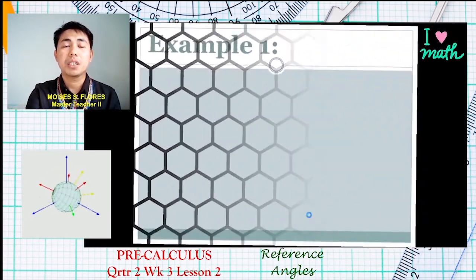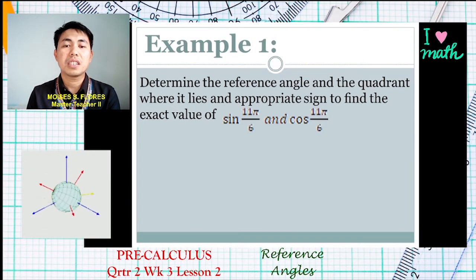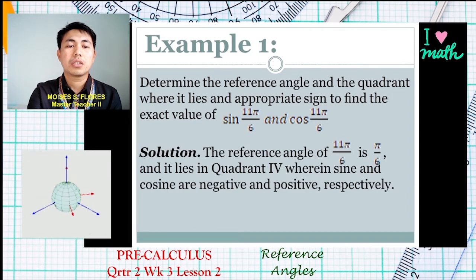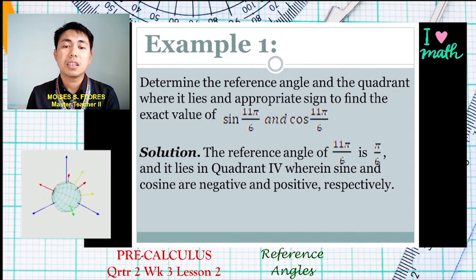The first example, guys: determine the reference angle and the quadrant where it lies, and use the appropriate sign to find the exact value of sine 11 pi over 6 and cosine 11 pi over 6. So you are asked for the reference angle, the quadrant where it lies, and the appropriate sign of your exact value. Our solution: the reference angle of 11 pi over 6 is pi over 6, and it lies in quadrant 4, wherein sine and cosine are negative and positive respectively.